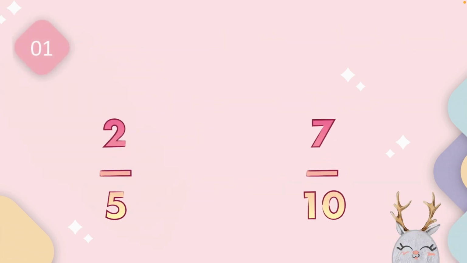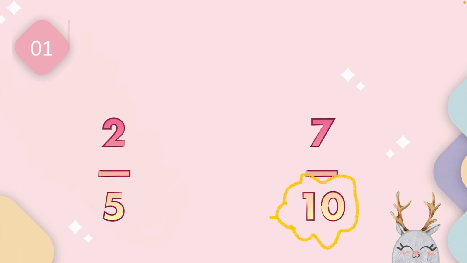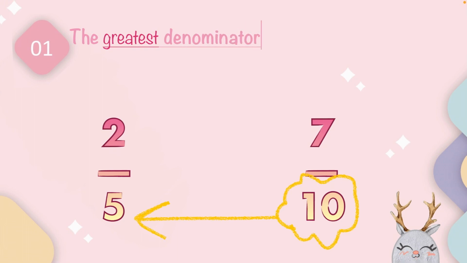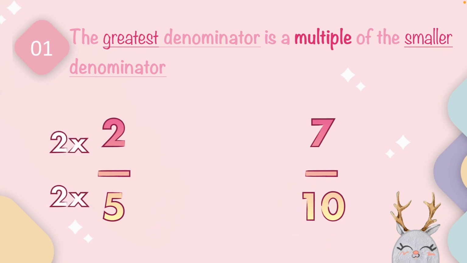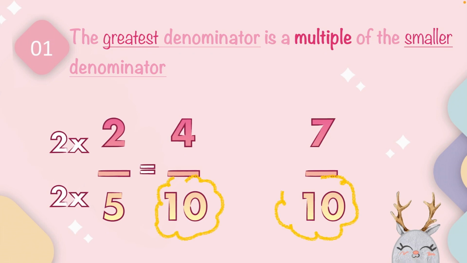Here we have the first example, 2/5 and 7/10. Here 10, the greatest denominator, actually is a multiple of 5, the smaller denominator. So we can apply the first method. How will we get 10 from 5? By multiplying 5 by 2. So 2 will be multiplied with the whole fraction 2/5. Now we have a new fraction with denominator 10. And now we can say that these fractions have a common denominator, which is 10.